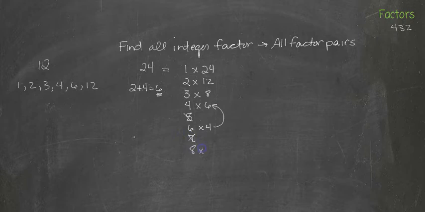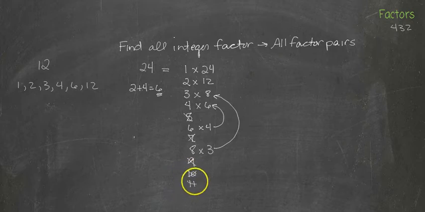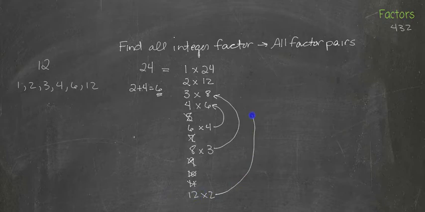8 does, so 8 times 3, but this is the same as 3 times 8. You've got just the same factor pair, only in reverse. 9 does not divide 24. 10, 11, 12 divides 24, but again, that was a pair that we already had written. And then 13, 14, 15, all the way up to 24 times 1, and that again is the first one.